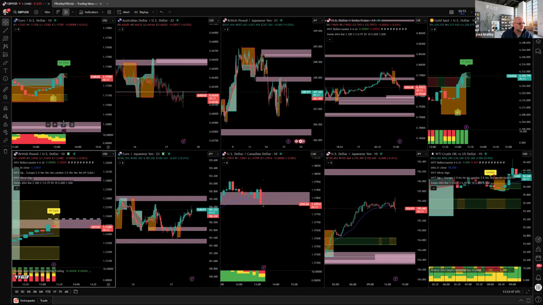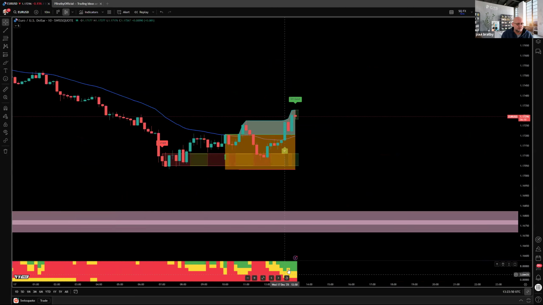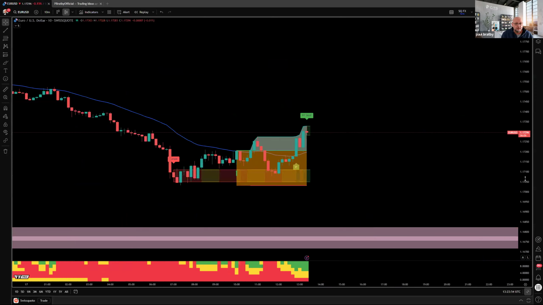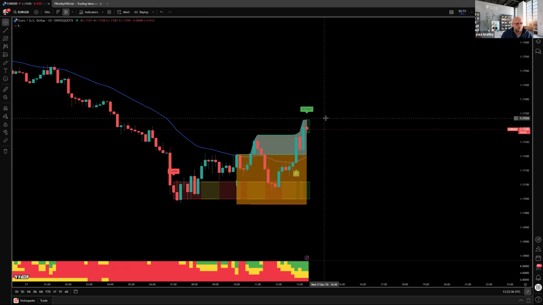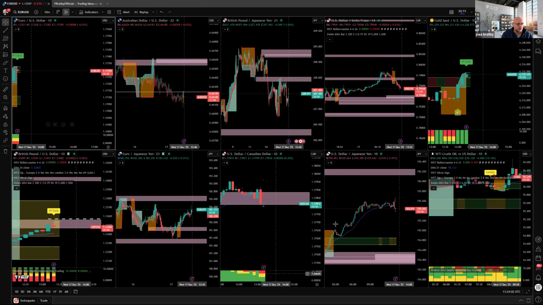We do have a very mixed buyer-seller heat map for Euro US dollar as well. The opening range is green. Okay, so we would be looking for a long out of there at that sort of price, but we are 6 minutes away yet, so we've got a lot of time.